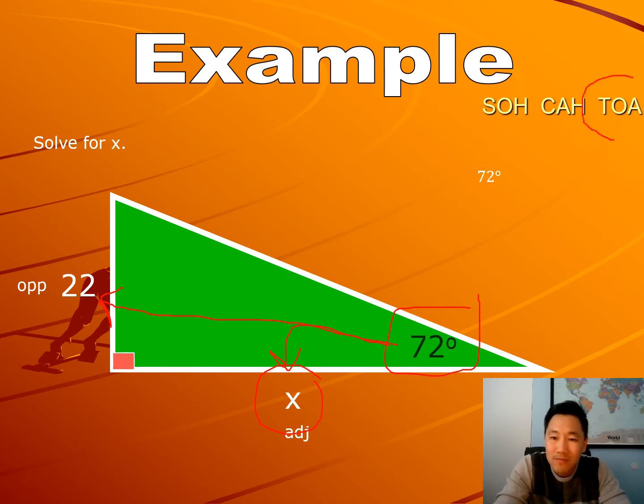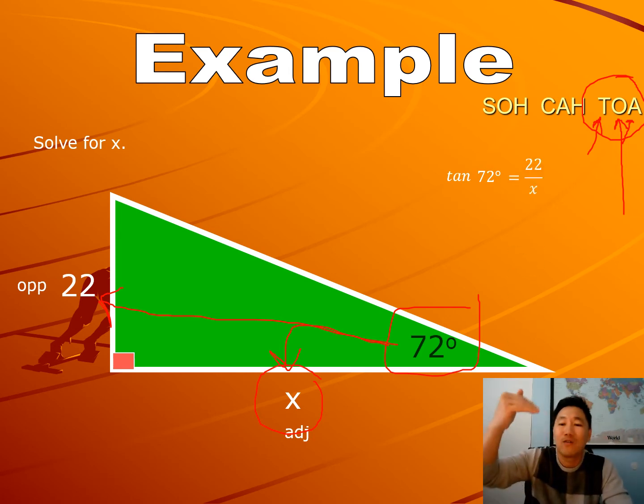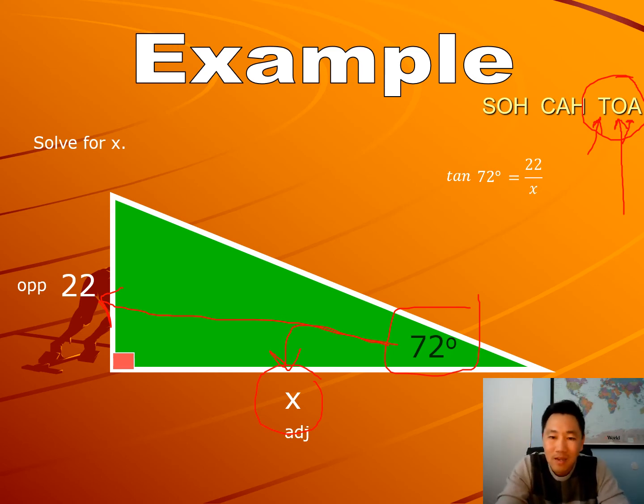Right here, opposite, adjacent, that's the only one that has the O and the A. Which means we're going to use tangent in the problem. So tangent of 72, and then finish the setup. What is it equal to? Opposite over adjacent, OA. All right, on your calculator, punch in tangent of 72. You should get that decimal.